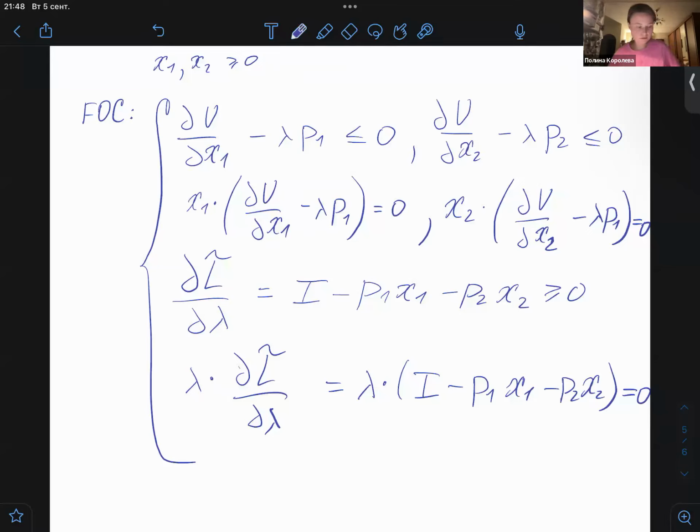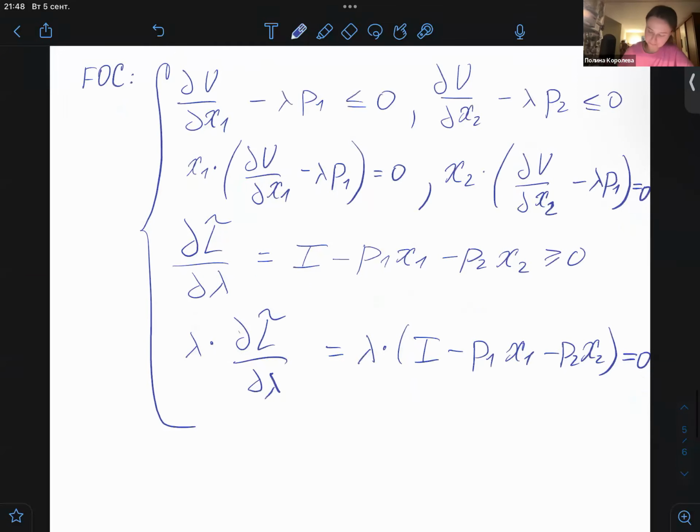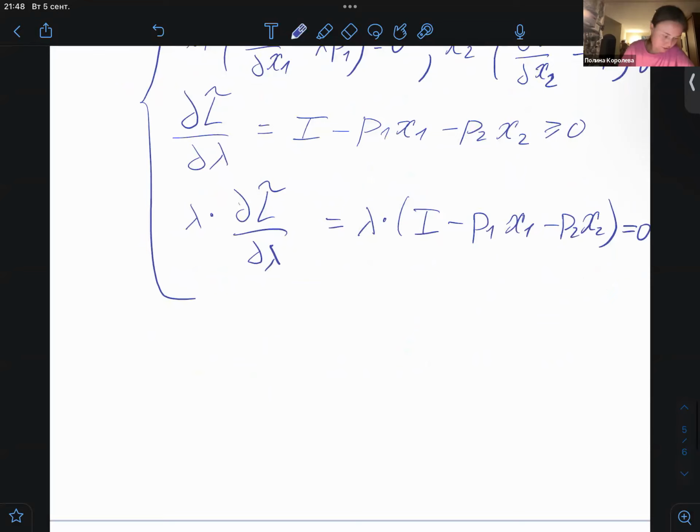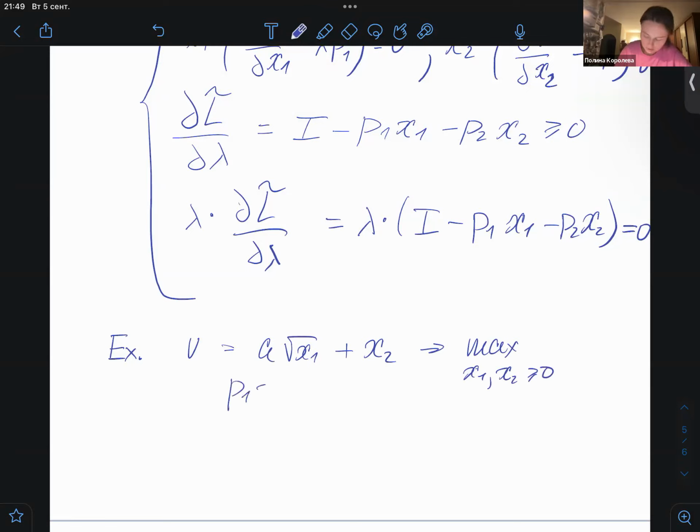So, okay, let's solve a typical problem by using the Kuhn-Tucker conditions. We will have such a utility function: the square root of x1 plus x2. You know such utility functions. They are quasi-linear functions. And we should maximize it by choosing x1, x2 greater or equal than 0, subject to our budget constraint p1 x1 plus p2 x2 less or equal than m, our income. So we should solve such a problem.